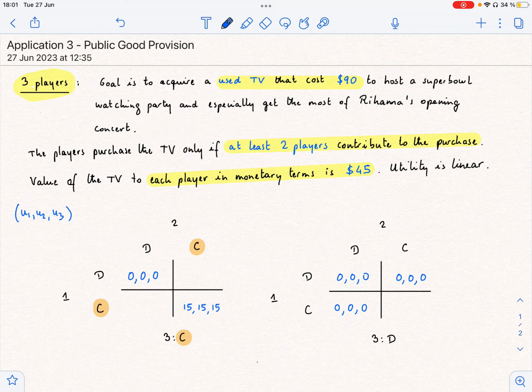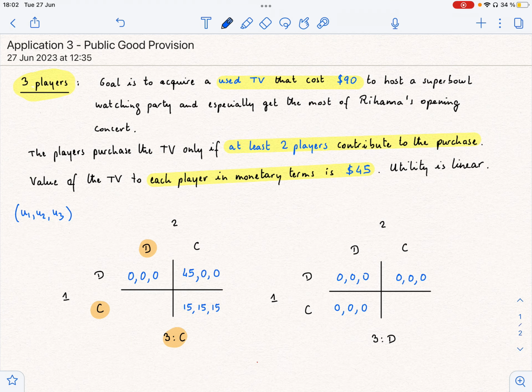Okay? Now, if instead player 1 chose to defect, while player 2 and player 3 contribute. Here, player 1 is the free rider, because player 1 gets a benefit of 45 without facing any cost. Player 2 and player 3 are both contributing half of the cost, so $45, and they're getting a benefit of $45, so in net, they're getting a benefit of 0. Here, what happens if instead player 1 contributes, player 3 contributes, and player 2 defects?